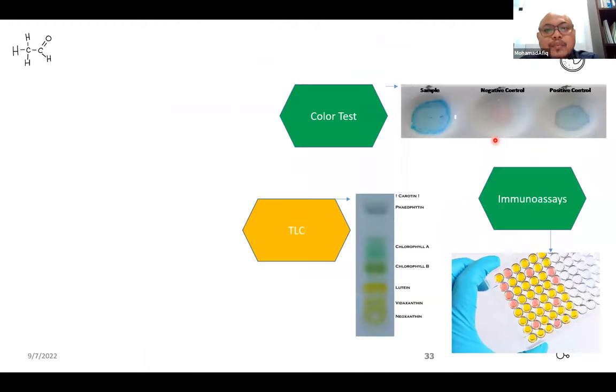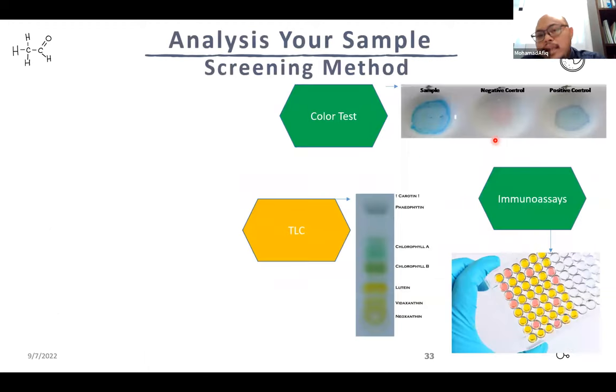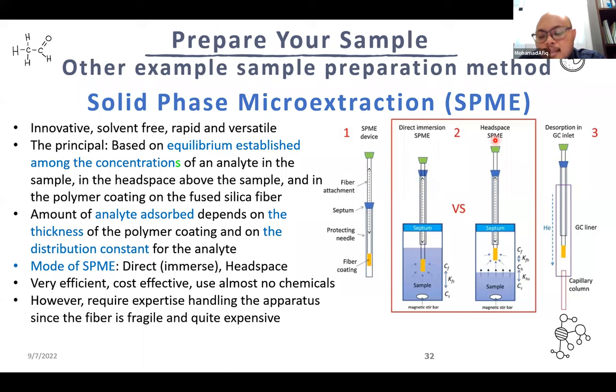That's good. Okay. So, now let's look at, I believe, the last part. Not really the last part lah. But the last part is analysis of your sample. In analysis of the sample, there are two methods, which is the screening method and also the confirmatory method.